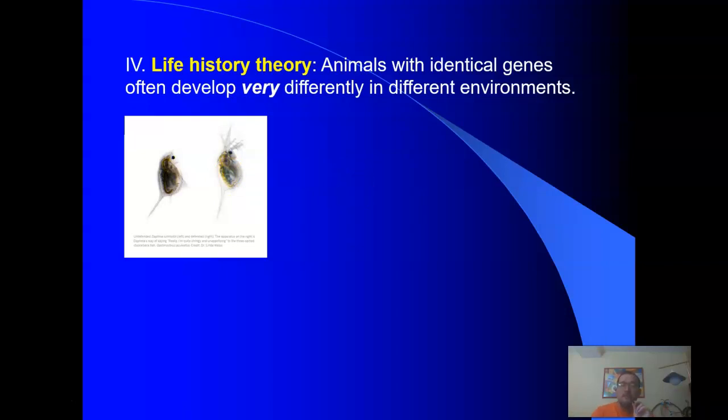In fact, when people first observed these many decades ago, they thought they were 2 different species of water flea. They're not. They're genetically identical, but the exact environment that they grow up in has a big impact on the exact developmental route, the phenotypic route that they take as they mature in the short life cycle of a water flea.